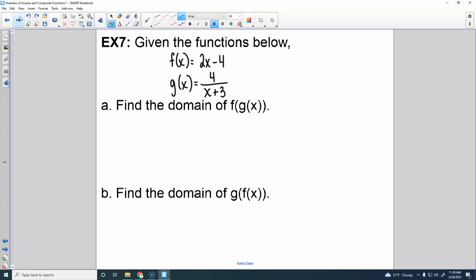All right, we've got f of x is 2x minus 4, g of x is 4 over x plus 3. And they're asking us the same question. This last one, we've got to find the domain of f of g of x and g of f of x. So let's start on this first one. You've got to look at the inside function first, so we're looking for the domain of just g of x.